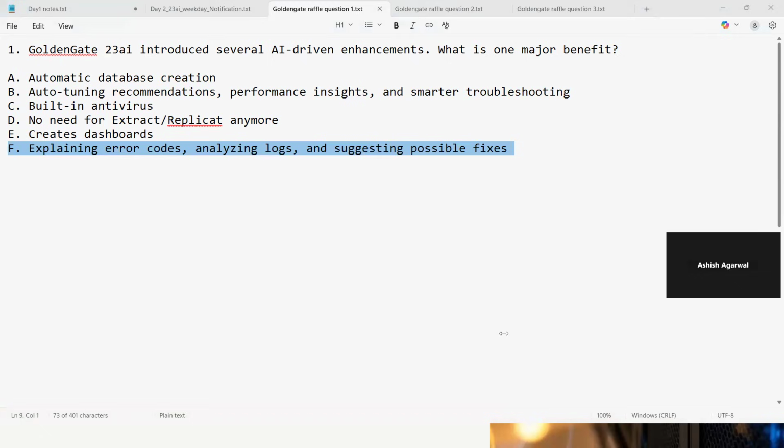And guys, during the training, we are going to discuss all the performance insights, all the smarter troubleshooting, and the 23ai enhancements. These are all the things which are covered during the training as well.